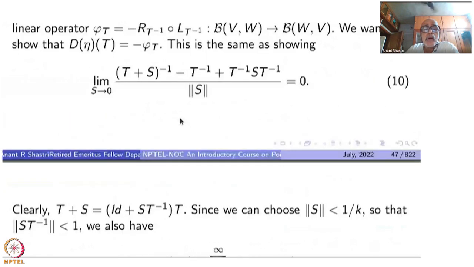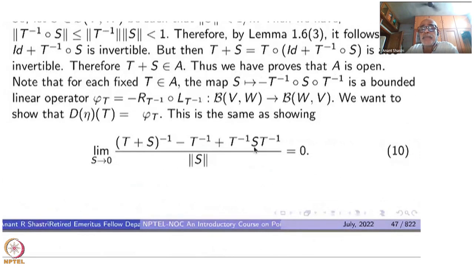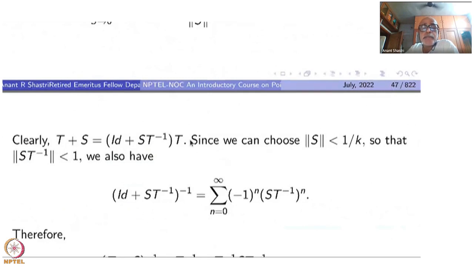So first of all, T plus S can be written as identity plus S T inverse, times T. If you push T inside, see here now I have stopped writing composition. S T directly I am writing. This is just for convenience. Everywhere I wrote composite earlier; when I am doing computation, I am no longer writing it. It's just like multiplication now. You must understand that these are compositions. That's all. So identity plus S T inverse composed with T, where T inverse T cancels, gives T plus S.